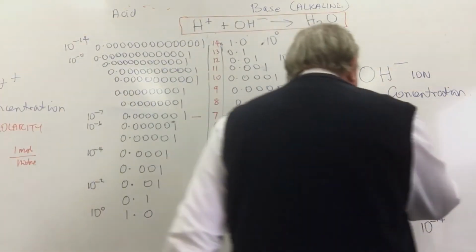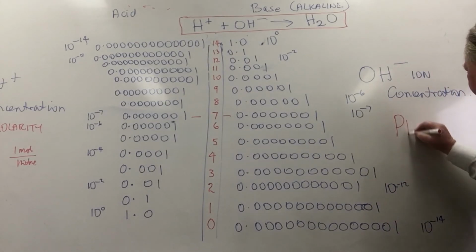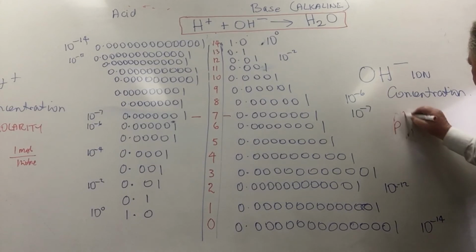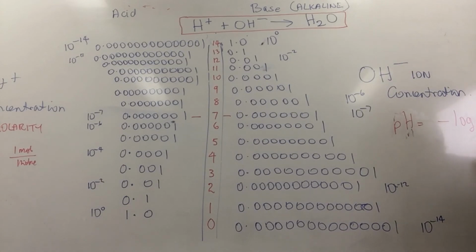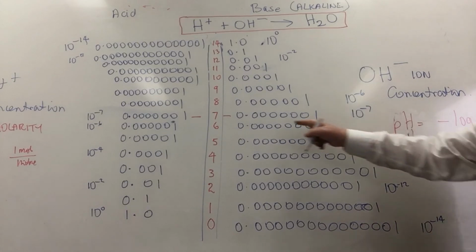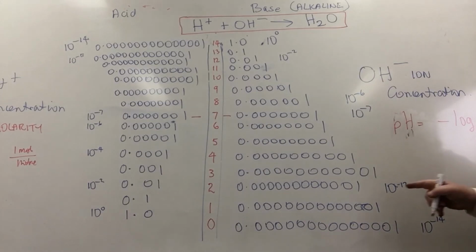And that is pH, with a little p and a capital H, is equal to minus log, the minus log to the base 10, of the H plus concentration. So if you plug into your calculator the minus log of this number, you will get 7, obviously. So it's minus log of the hydrogen concentration.